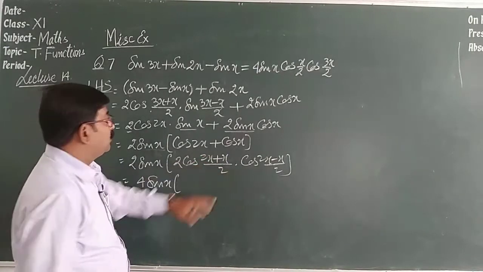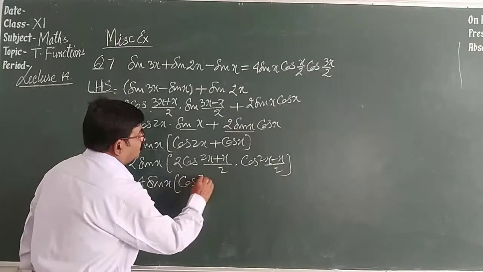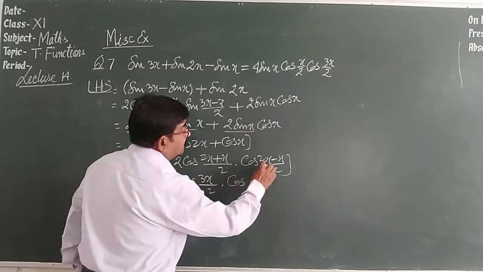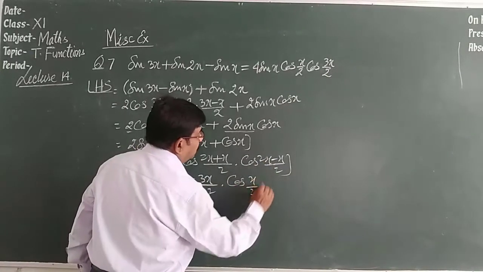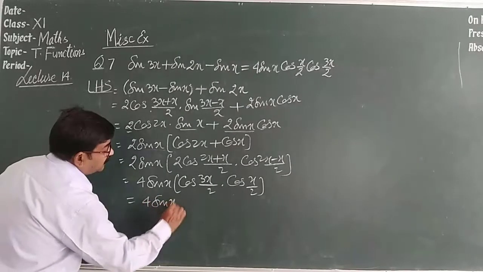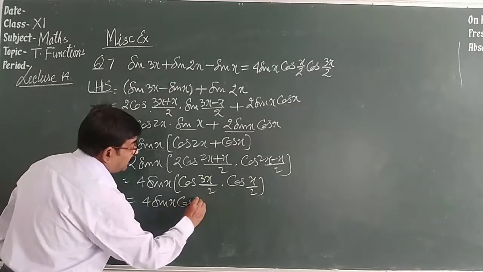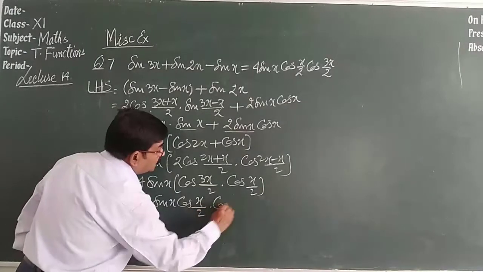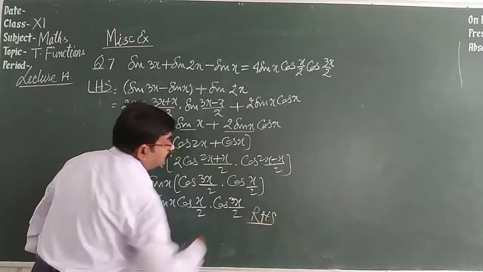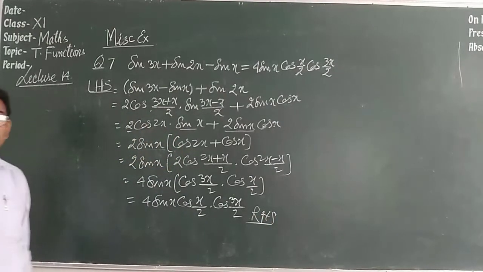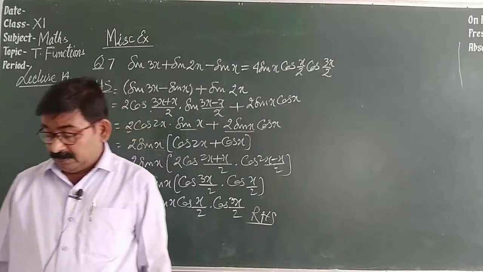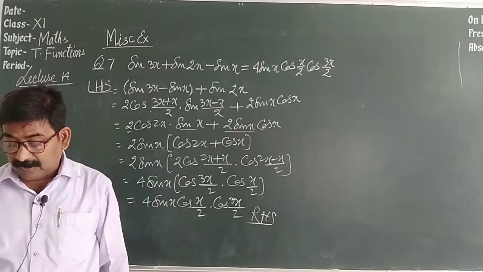Here what we have? Cos (2x plus x) by 2, that is cos 3x by 2, and here 2x minus x is x, so cos x by 2. The final result is 4 sin x cos x by 2 cos 3x by 2, which is the right hand side. Go through it, see it. So this was question number 7.